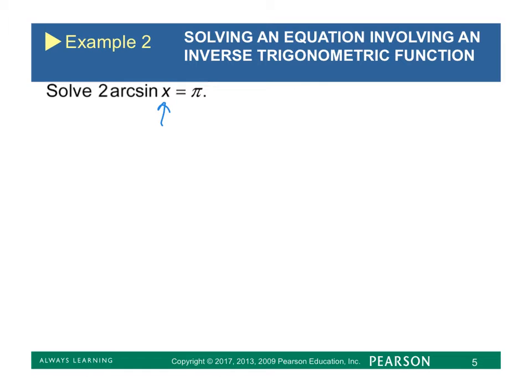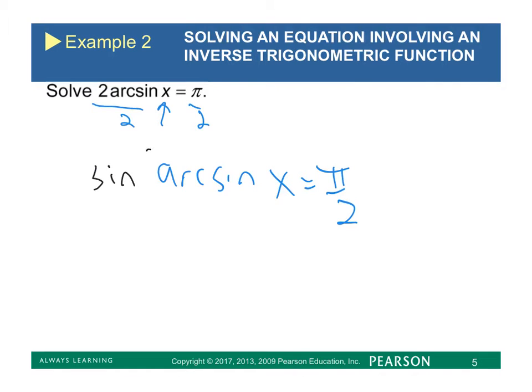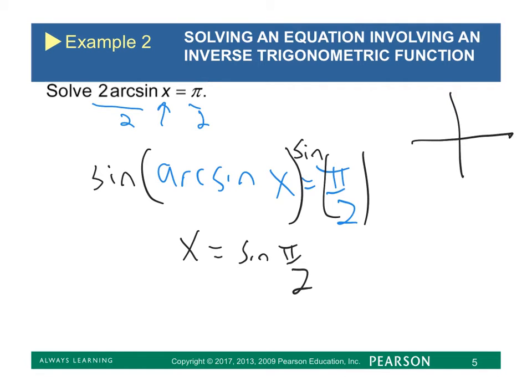Get rid of that 2 by dividing both sides by 2. That leaves me the arc sine of x equals pi over 2. The opposite of arc sine would be to sine both sides. Sine and arc sine cancel out, leaving x equals the sine of pi over 2, which everybody in this class knows, the sine of this angle, 90 degrees or pi over 2, is 1. x has to be 1.